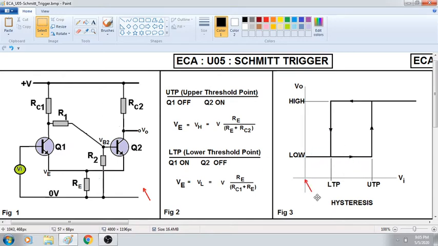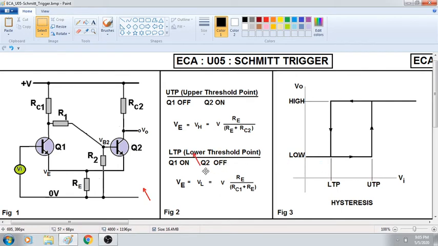So when the input is increasing, it will continue to increase. The output will continue to be low while it is changing from 0 to LTP. It will continue like this. But when it reaches the UTP, and when it crosses the UTP from lower value to the higher value, for example, let us say UTP of this circuit is 4 volts. Then if VI, the input voltage here, moves from 3 volts, reaches 4 volts, then crosses 4 to 4.1 or 4.2.